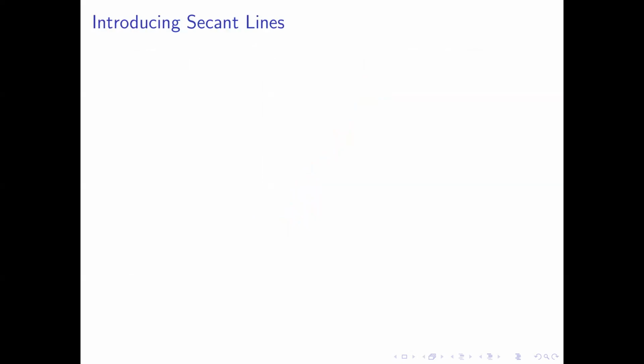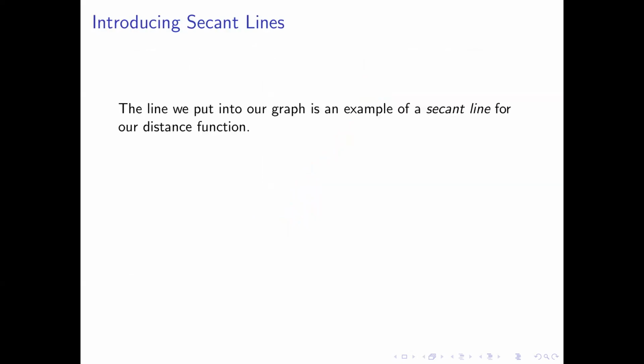This leads us to something called a secant line. So that straight line that we drew between 2 points on the graph of our function, the graph which was not a straight line, by the way, is called a secant line for the function. In this case, it's our distance function for the stone.